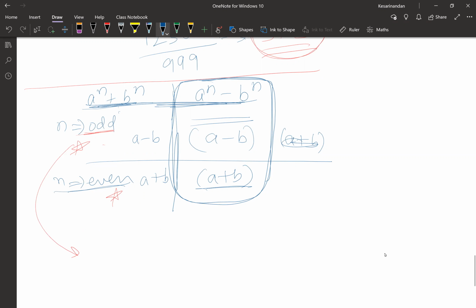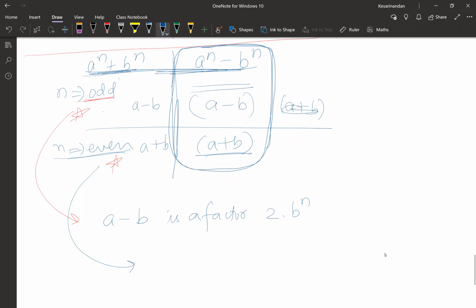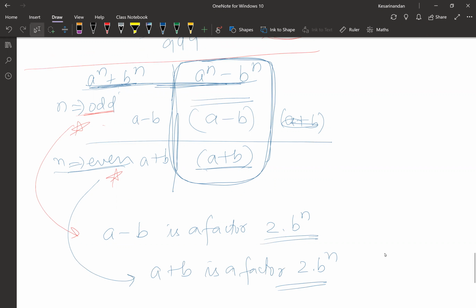The thing here will be, this will be applicable when a minus b is a factor of 2 times b raised to n. And in this case, a plus b is a factor of 2 times b raised to n. Kesari, for a power n minus b power n, it's a minus b only, right? Yes. So basically it's the same for everything. Okay.